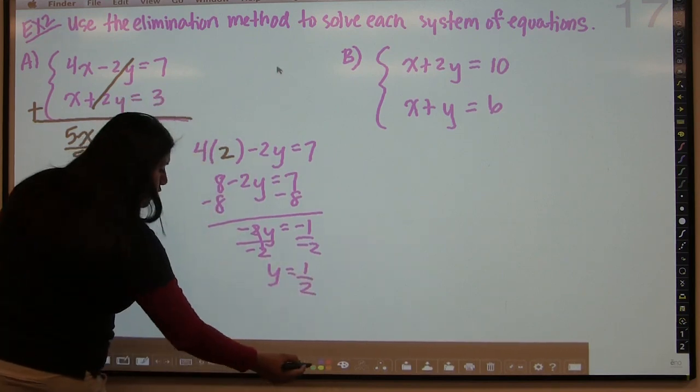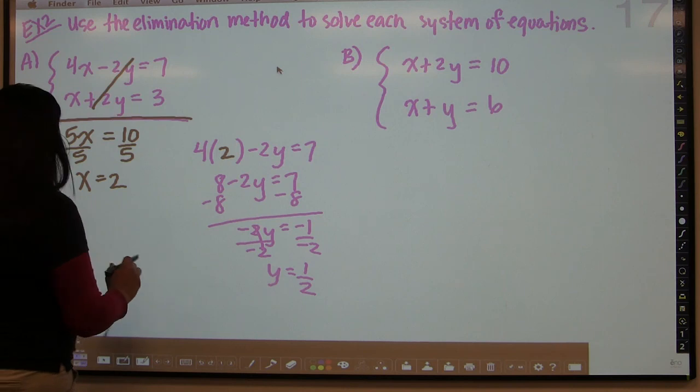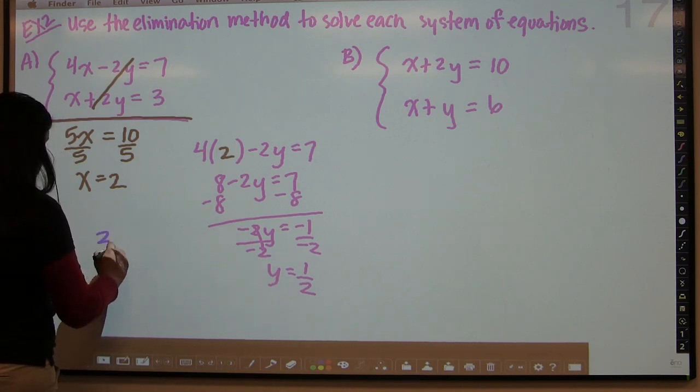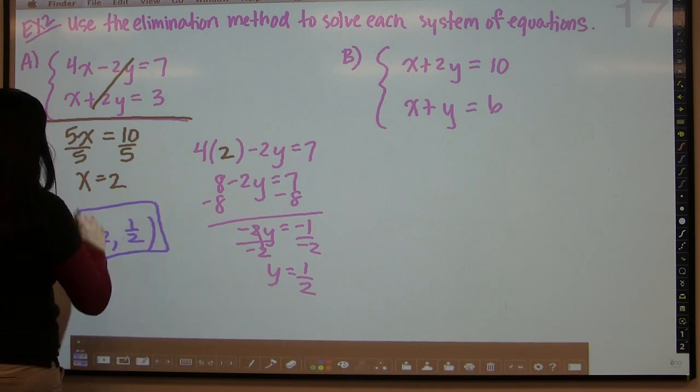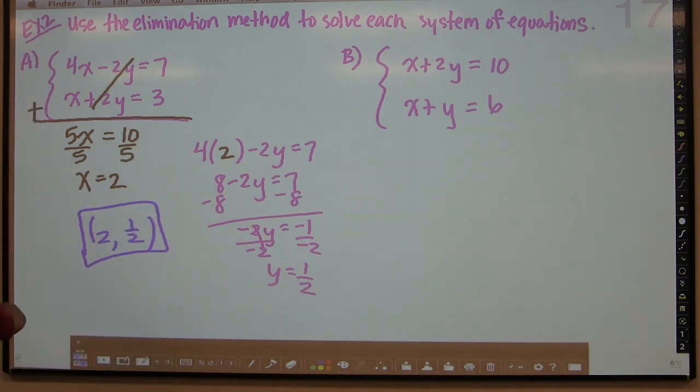Our last step, of course, is to write the answer as an ordered pair. X is 2, y is 1/2. And there you go. That is your elimination for you. Again, this was the easiest of the two examples.